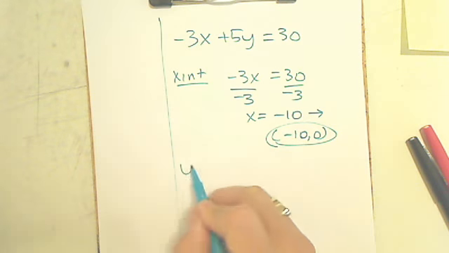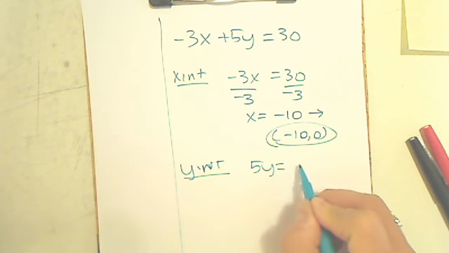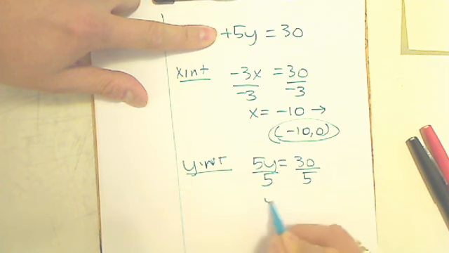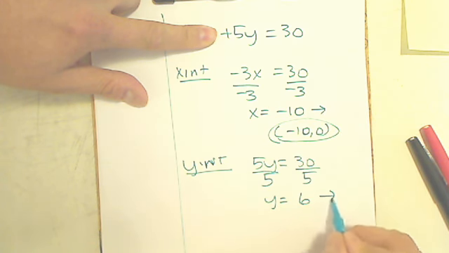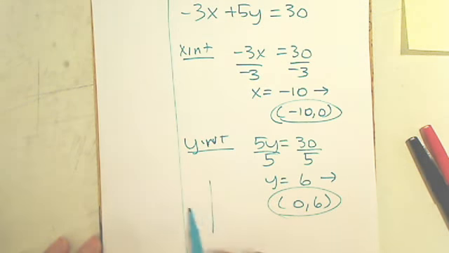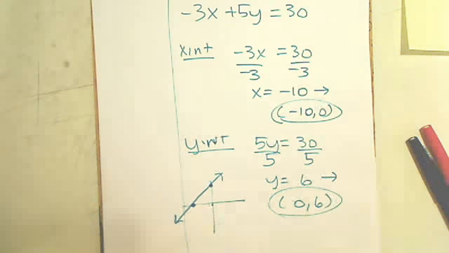Last one, we're done. 5y equals 30. Cover this up. Divide by 5. Y is, be careful, 0, 6. Boom. Really quick sketch. Negative 10, 0, 0, positive 6. What kind of slope is that? Positive slope. And that's pretty much the lesson tonight.